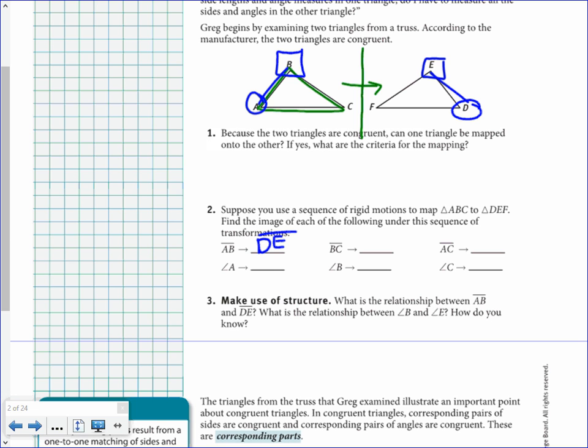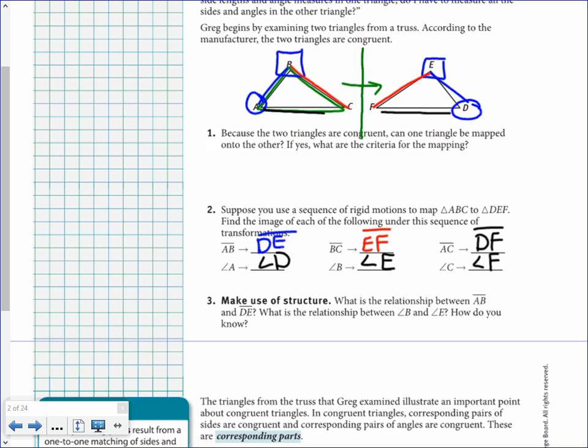Then side BC is going to map to this side. And we just said B maps to E, so we know we have to have E first. And then C is going to map to F. And then the last side, AC and FD are going to map. Specifically though, AC is going to map to DF. And then if you look at your angles, angle A is going to map to angle D. Angle B is going to map to angle E. And angle C is going to map to angle F.